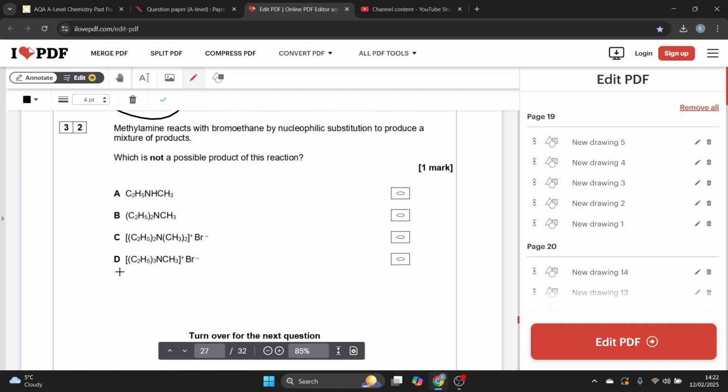Question 32. Methylamine reacts with bromoethane by nucleophilic substitution to produce a mixture of products. Which is not a possible product of this reaction? Now I look at the CH3, so I've got CH3 here, CH3 here, CH3 here, and a CH3 here. Therefore, C is not a possible product of this reaction. 31D, 32C.